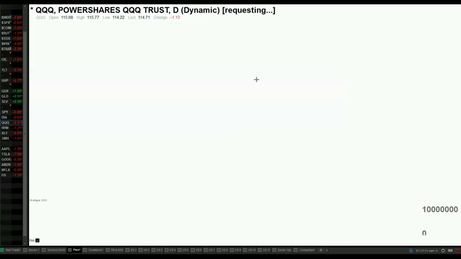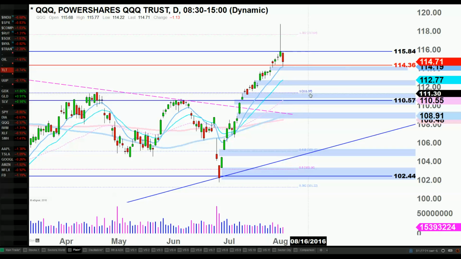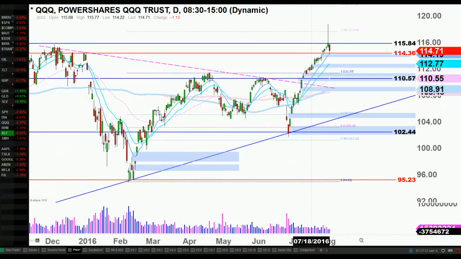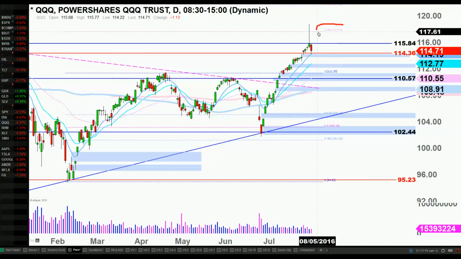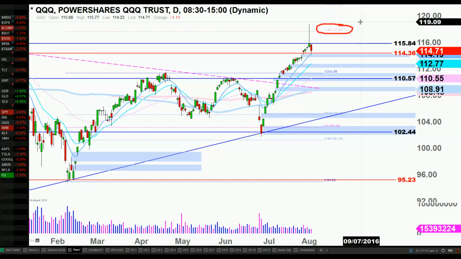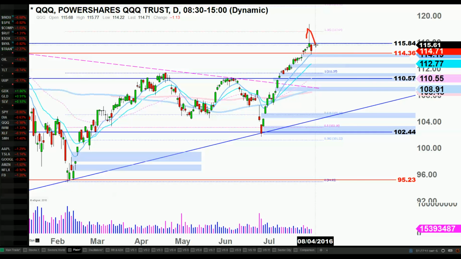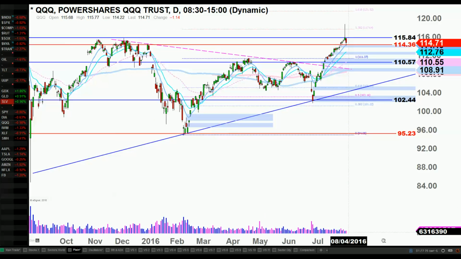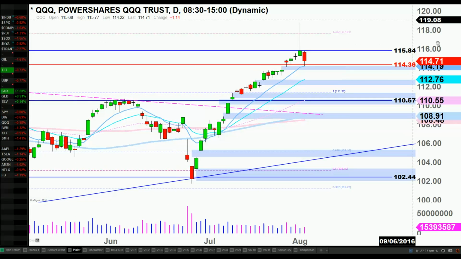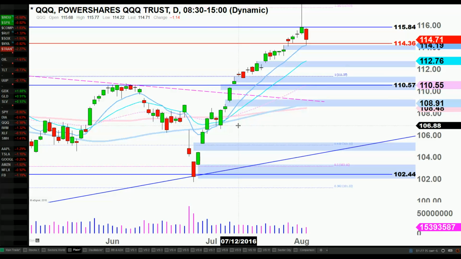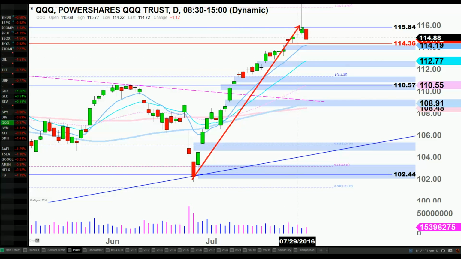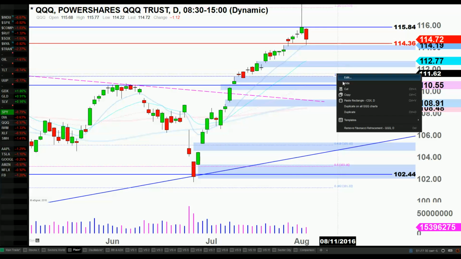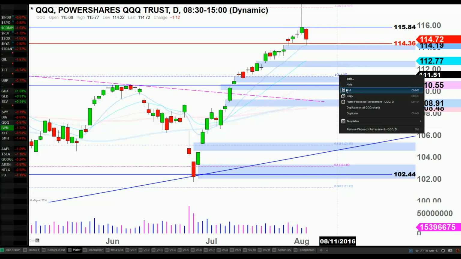Let's continue on the Qs. On the Qs, we do see that 138.2% extension level on the Fibonacci. You can see it is acting as resistance here. So we came up, hit that, and are coming down here. Looking at the Qs, we were dealing with really overbought status in the minor term. I mean, that's pretty parabolic, if you ask me. It just went straight up, right?